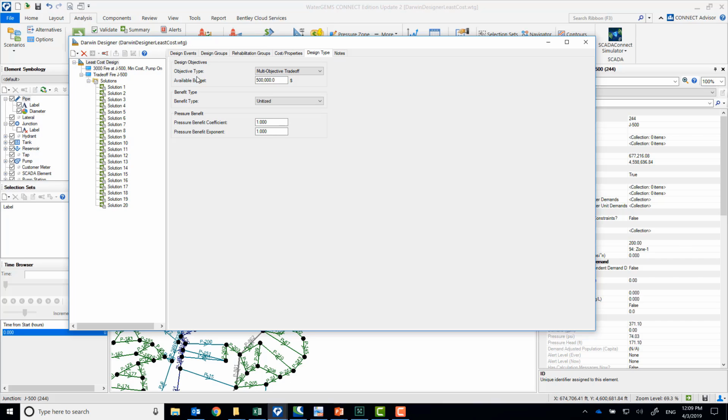Okay, and then we did the objective type. For the first run, we did minimize cost. So give me the cheapest solution that meets my pressure criteria while having max day demands and the 3000 flow at J500, right? In the second run, we're going to do a multi-objective trade-off. So we say, okay, I have $500,000. What can I do with that? And remember, the other option that we have is to set the benefit type to unitized or dimensionless. So I'll show you here.